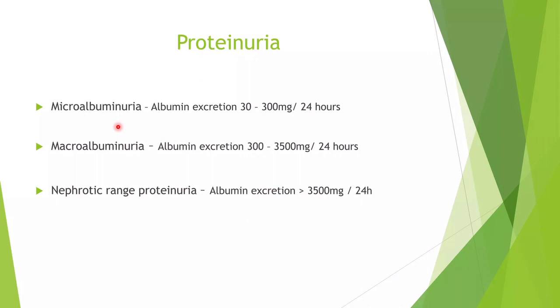Microalbuminuria matlab the quantity or the traces of albumin which is excreted is micro, that is it is around 30 to 300. Macro matlab zyada quantity. The macro doesn't refer to the size, it is the amount. So macro matlab agar 300 से ज़्यादा यूरिन में पास हो रहा है, then we call it as macroalbuminuria. And nephrotic range matlab agar the albumin excretion goes beyond 3500 milligrams per 24 hour, that is nephrotic range proteinuria, jo we see in case of nephrotic syndrome.